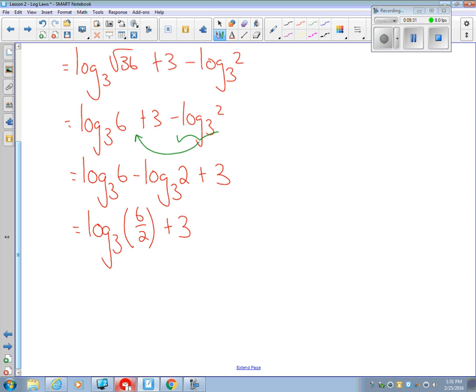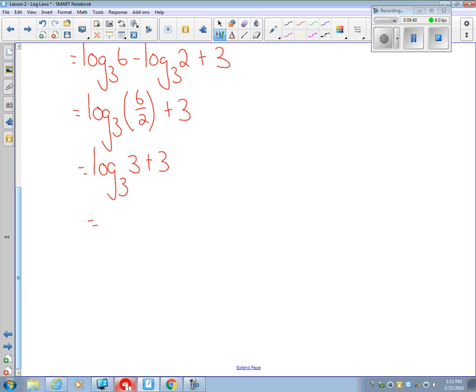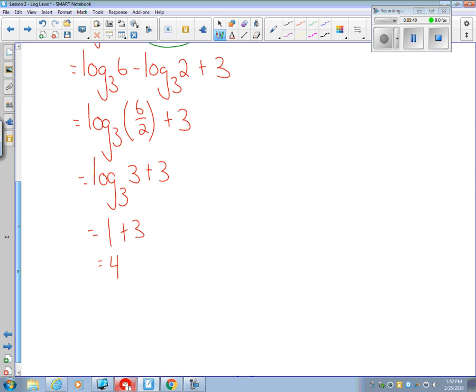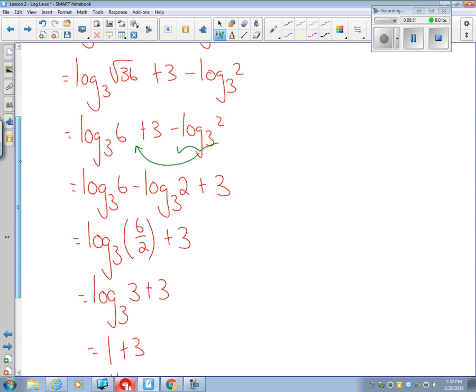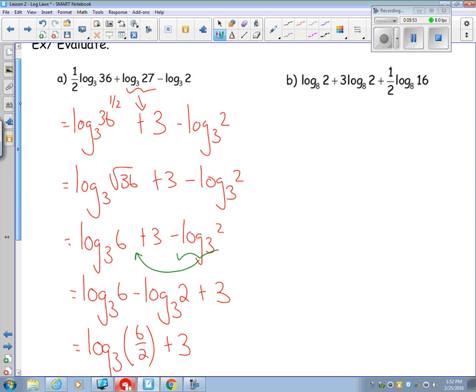And if I do that, 6 divided by 2 makes 3. 3 to the power of what makes 3? Well, 3 to the power of 1 makes 3, so I ended up with 1 plus 3 is 4. Okay, so that one I had to go back and forth and try and use my log laws to evaluate without actually having used a calculator. Okay, and I can't use the calculator because these aren't base 10s, right?